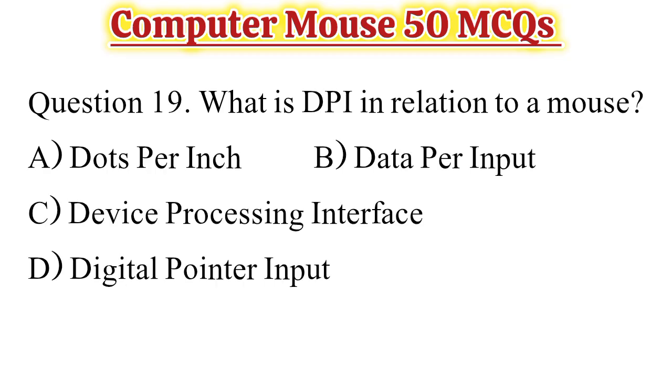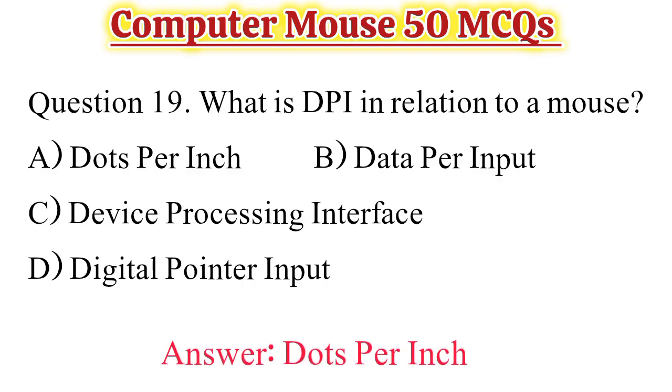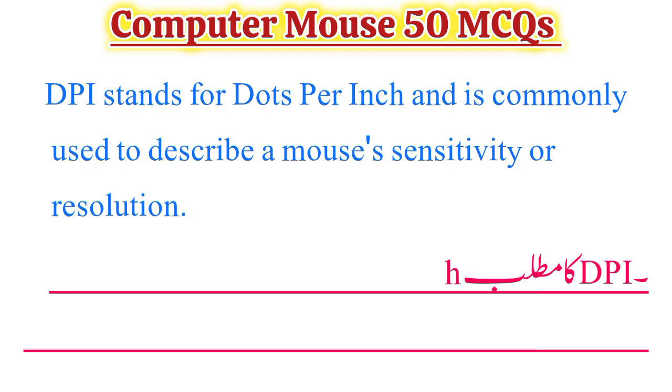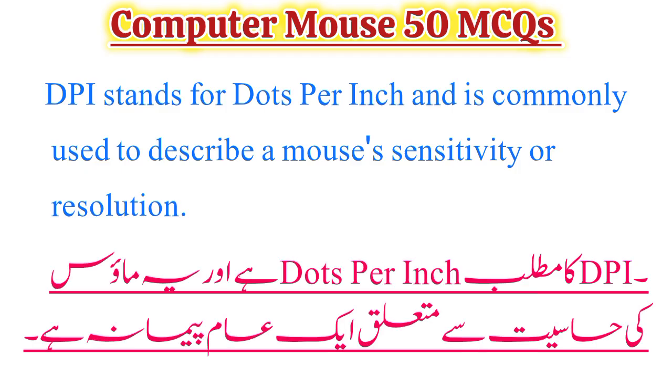19. What is DPI in relation to a mouse? A. Dots per inch. B. Data per input. C. Device processing interface. D. Digital pointer input. Answer: A. Dots per inch. DPI stands for dots per inch and is commonly used to describe a mouse's sensitivity or resolution.